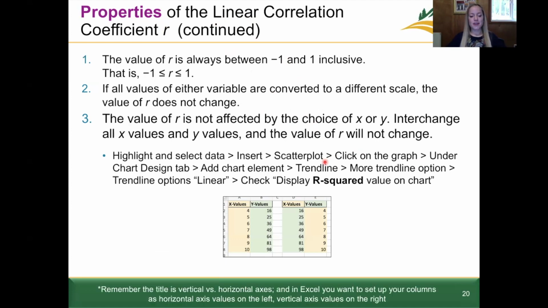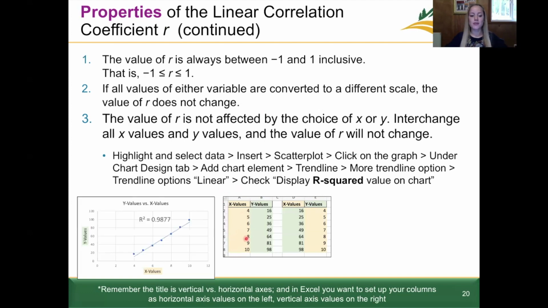Now, before I show you the scatter plots, I also want to remind you that the title is always your vertical versus your horizontal axes. And when you want to make a scatter plot in Excel, you want to set up your columns to have your horizontal axis values on the left-hand side, and then your vertical axis values on the right-hand side. So for my x values here, and these being my y values, this should populate a scatter plot that looks like this. My x values were initially on the left, now they're on my horizontal axis. My y values were initially in this right-hand column, now they're on my vertical axis.